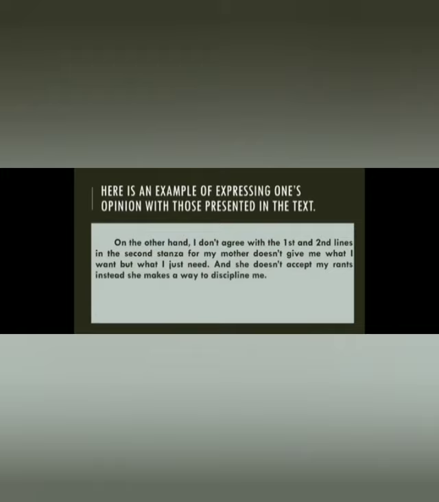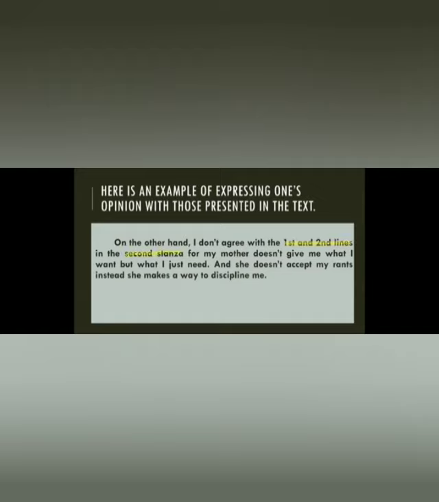Here is an example of expressing one's opinion with those presented in the text. On the other hand, I don't agree with the first and second lines in the second stanza, for my mother doesn't give me what I want but what I just need, and she doesn't accept my rants. Instead, she makes a way to discipline me.